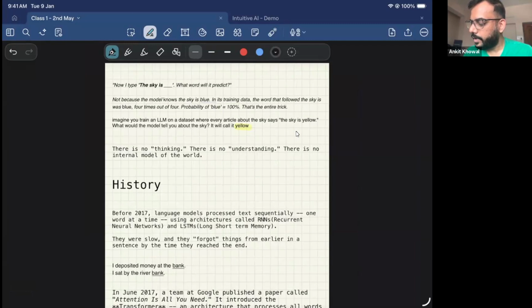So the point that I wanted to mention over here is we think of LLMs as having some understanding of the world. They are thinking and all those things, right? But it's not at all thinking and all those things. Whatever data it is trained on, it will give you that particular output. Okay. So that is what the whole point was.